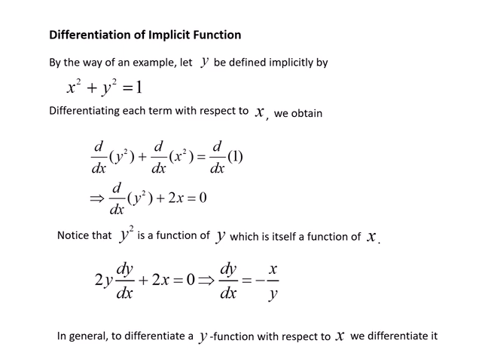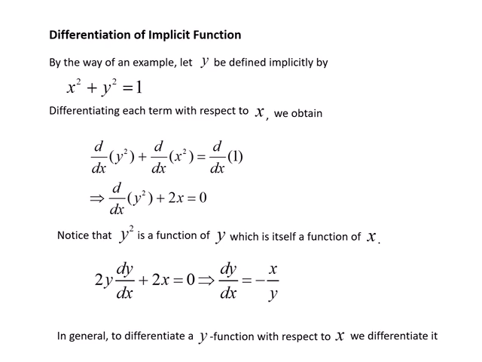Now, the function y squared here, we are differentiating it with respect to x. If you differentiate x squared with respect to x, we are going to have 2x. And differentiation of a constant will give us 0.